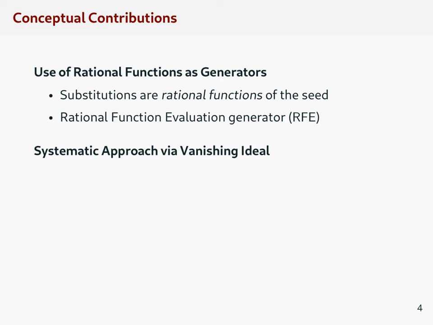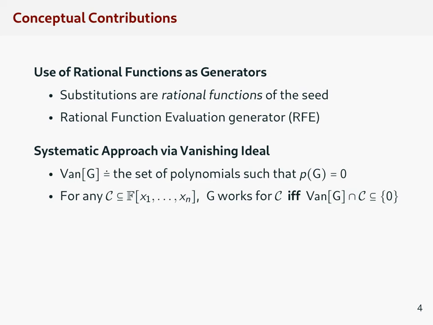We also take a systematic approach to studying generators by looking at their vanishing ideals. So the vanishing ideal of a generator is the set of polynomials such that when you plug in the generator, you get the zero polynomial. For any complexity class C, the generator works to derandomize PIT for C if and only if the vanishing ideal and C have at most the zero polynomial in common. So this is the importance of the vanishing ideal because it precisely captures the power of G as a generator. In particular, derandomization using a generator G is equivalent to lower bounds for the vanishing ideal of G.